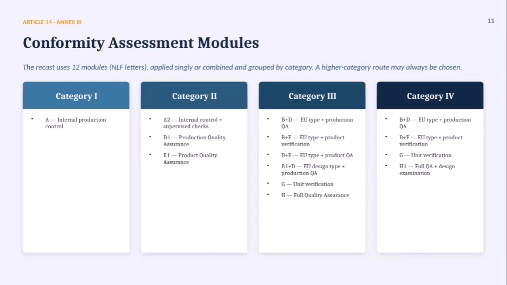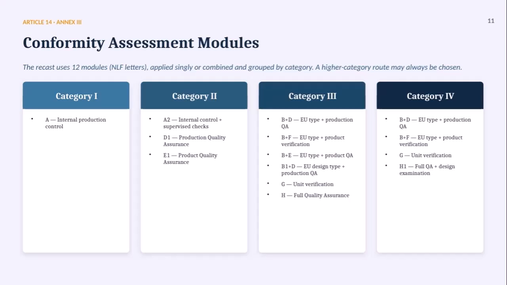Let's look at Article 14, Annex 3, which focuses on conformity assessment modules. The recast introduces 12 different modules, each identified with letters from the new legislative framework, or NLF. These modules can be applied either individually or in combination, and they're grouped by category. It's important to note that you can always choose a higher category route if that better suits your needs.